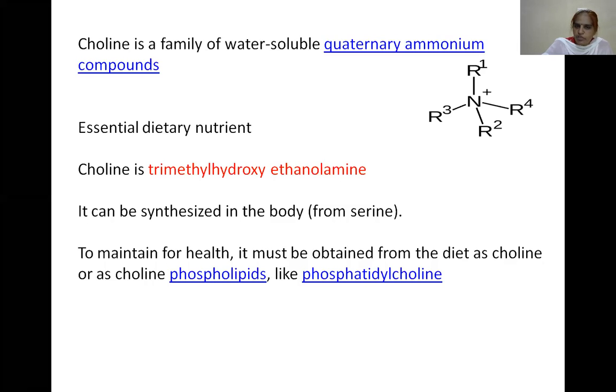Choline is a family of water soluble compounds. It is a component of the phospholipids. It belongs to the phospholipids. Don't forget, it is water soluble and shows the quaternary ammonium compounds.